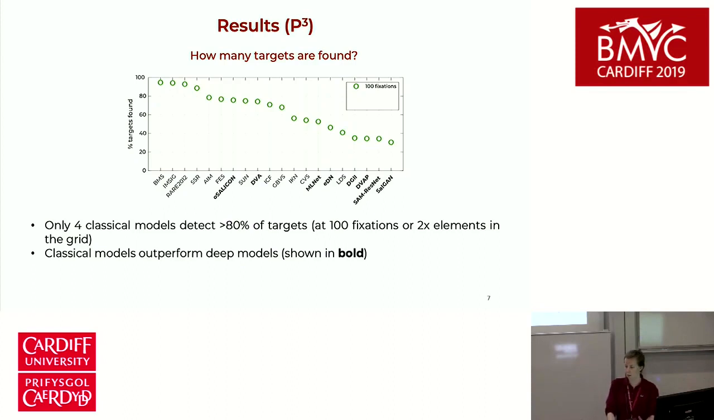Here's a plot that summarizes the results. On the vertical axis, we have the percentage of targets found. And on the horizontal axis, we have the labels for the saliency algorithms. The deep learning models are shown with bold labels. You can see here that classical models outperform the deep models, most of which are concentrated in the last places on this list. There are 4 classical models that detect more than 80% of the targets. But you should keep in mind that this is at 100 fixations, and we have 49 elements in the array. So all of them can basically examine the array twice, which is not what humans would do normally.